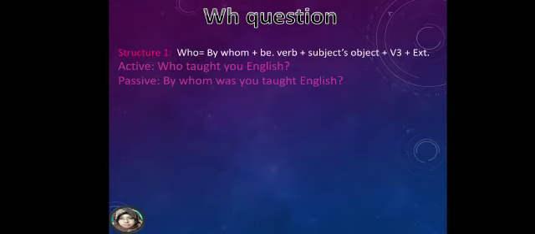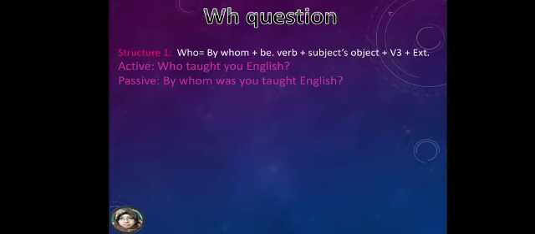Now, WH question. Here is a structure with an example. When we get a who type of question, we will use by whom instead of who, then be verb, then object, then V3 form and extension. You can see the example is, who taught you English? So the passive form is, by whom were you taught English?